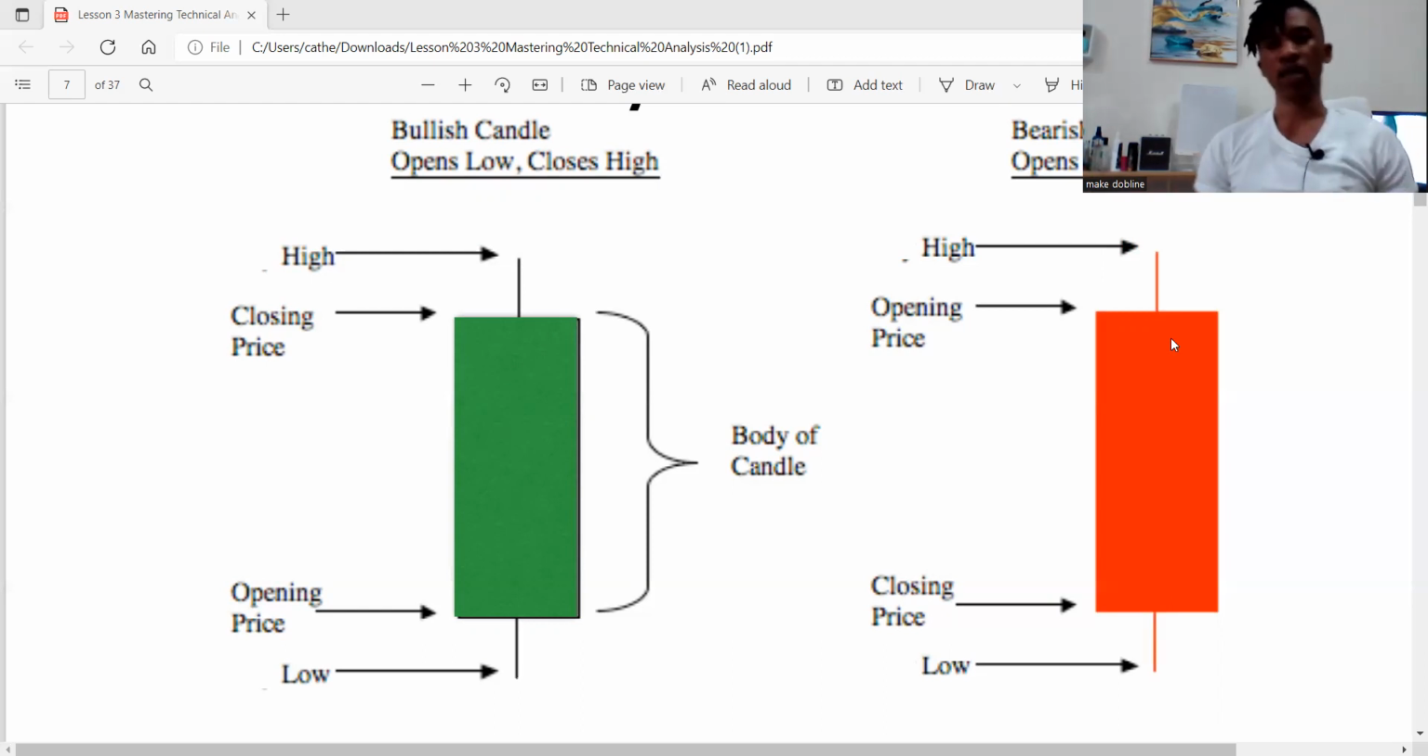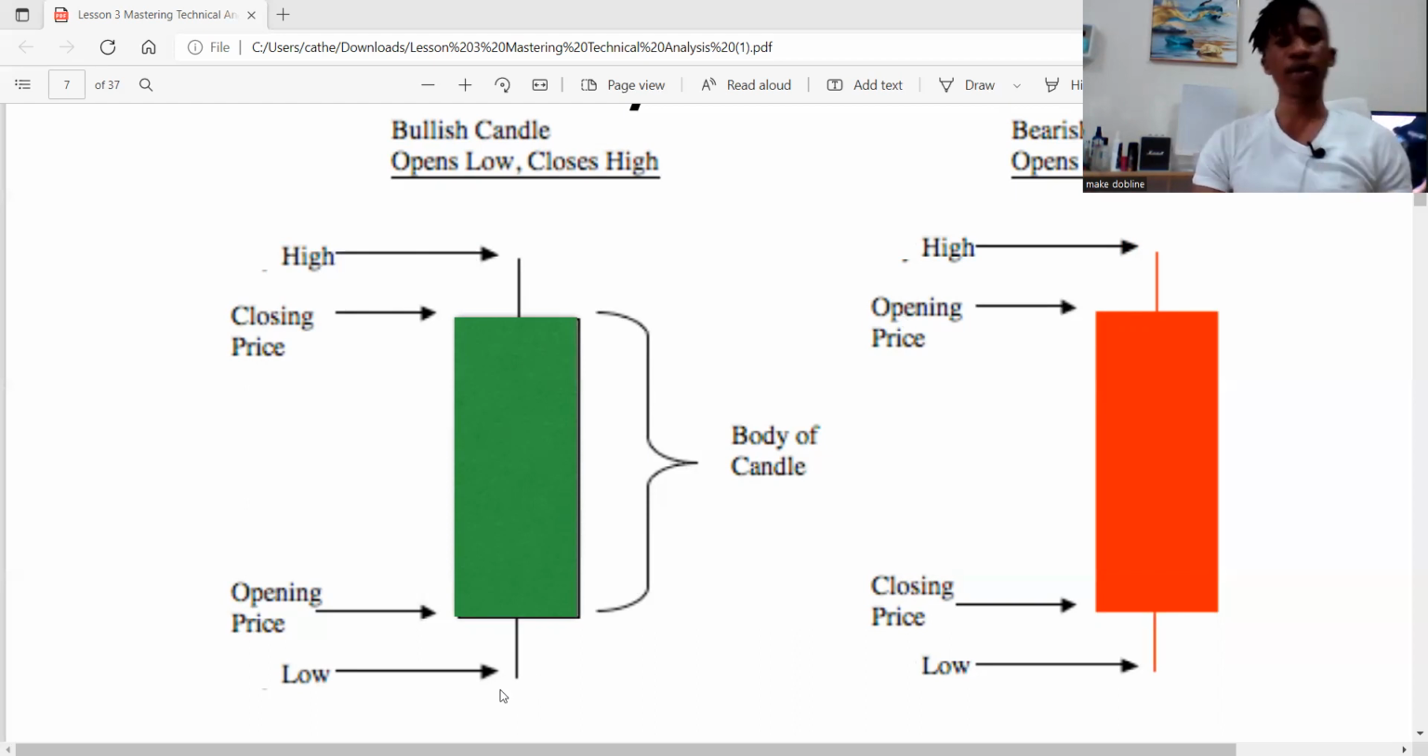Now, if you can see my screen very clearly, look at the green candle. You can see the body of the candle. This is called the body of the candle. Now this is the high, the market gets to this place, and this is the low, and the market gets to this place.